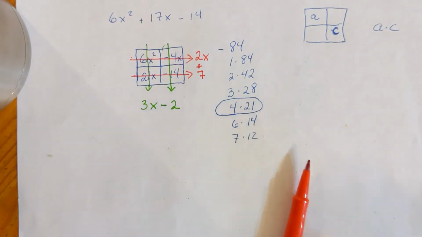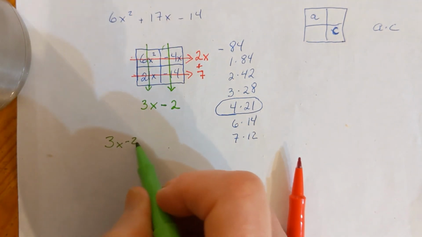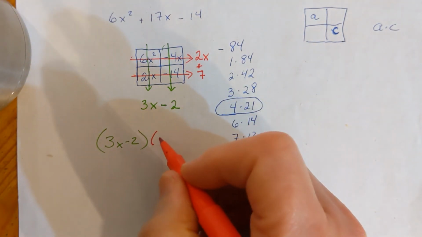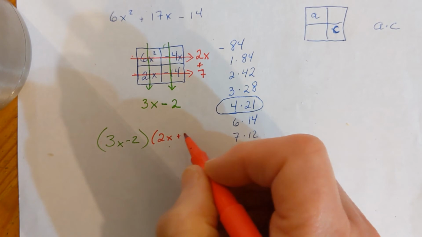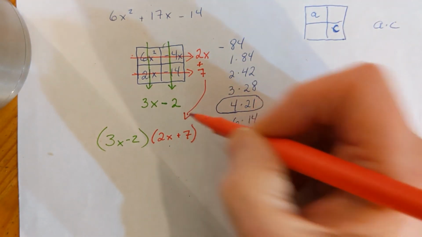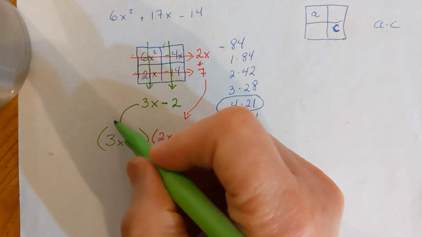So my factors are 3x minus 2 times 2x plus 7. So this is this one factor. This is the other factor.